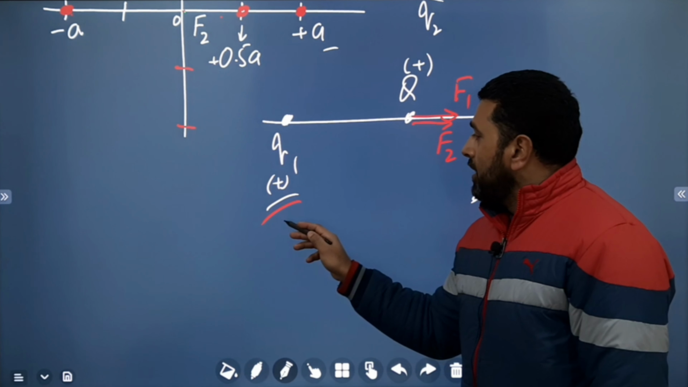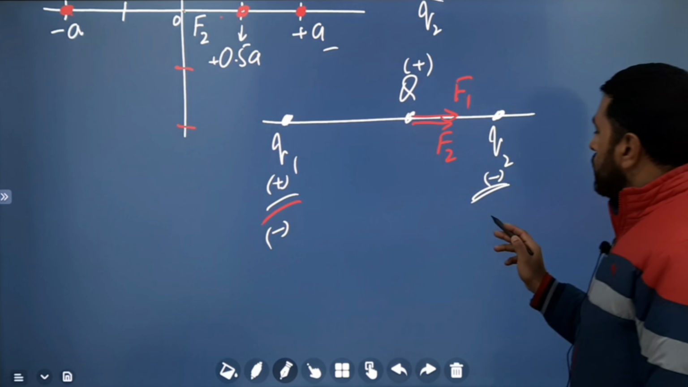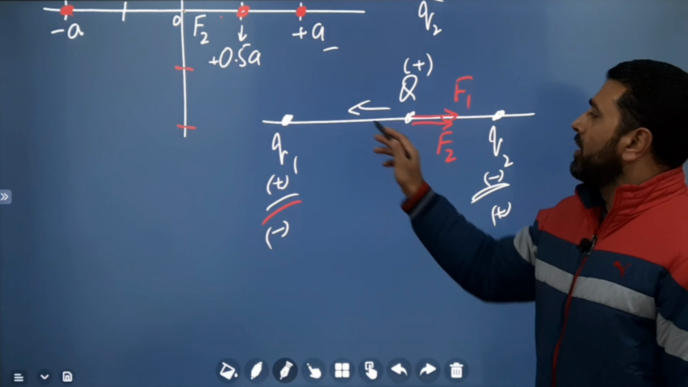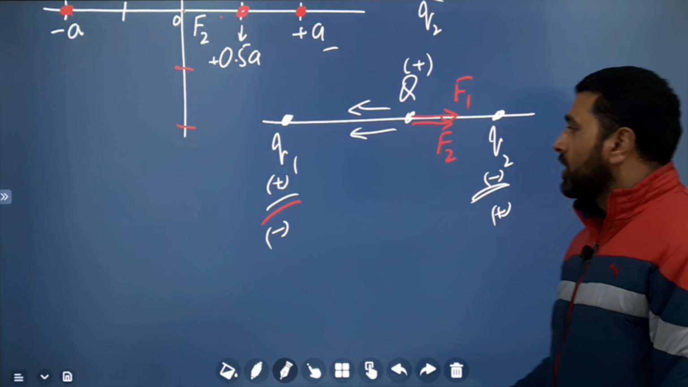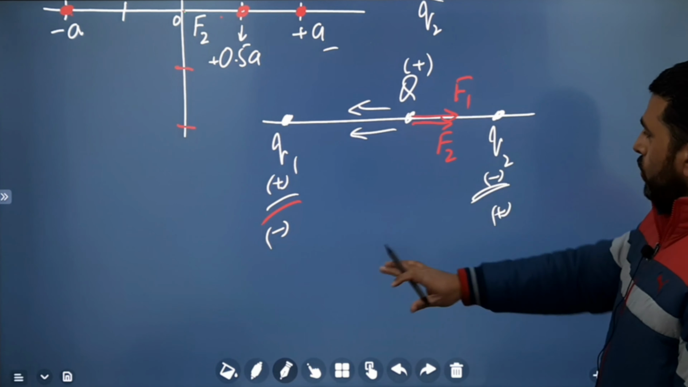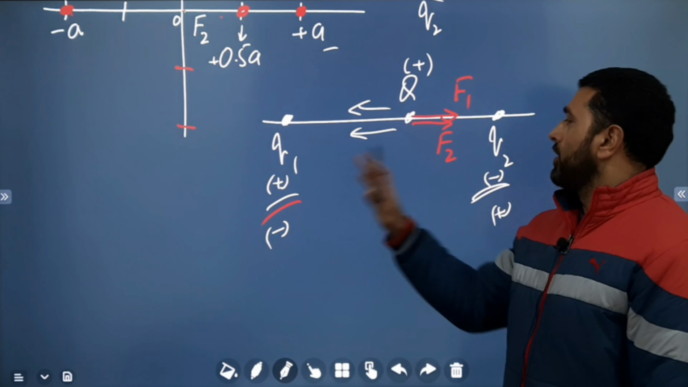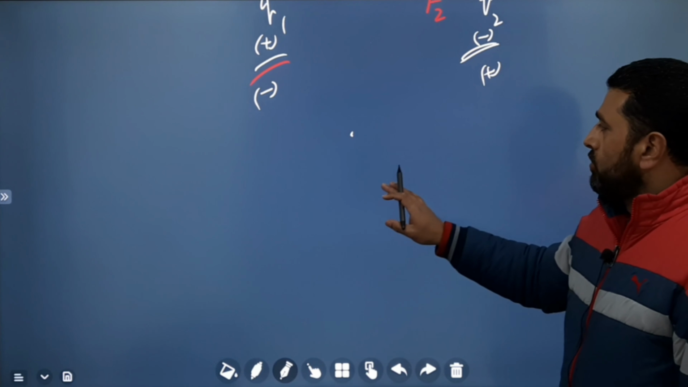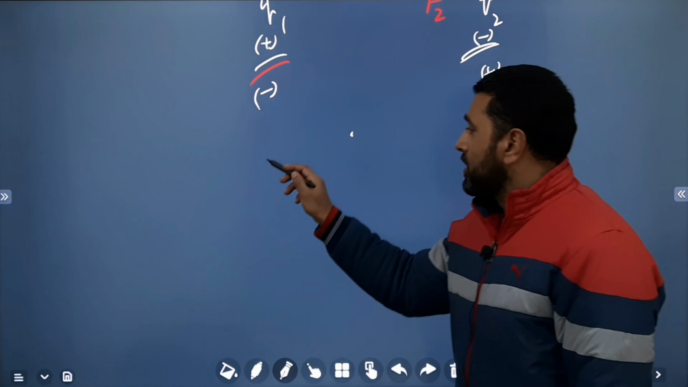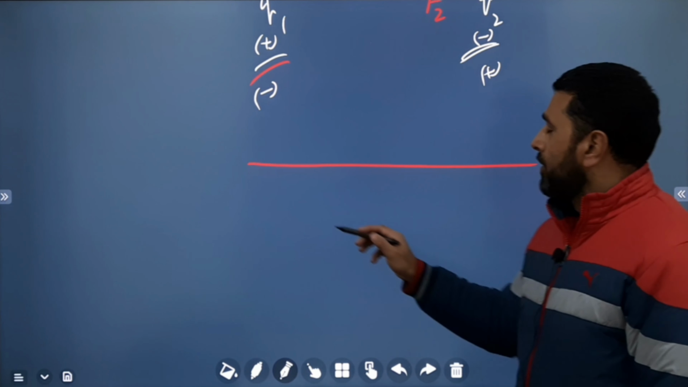Same will be the case if q1 is negative and q2 is positive. Then both forces will be in this direction. So again, net force can't be 0. Okay, net force can't be 0. So our conclusion is q1 and q2 can't be unlike charges. So we're left with only one choice. They have to be like charges. Let's see if that works or not.